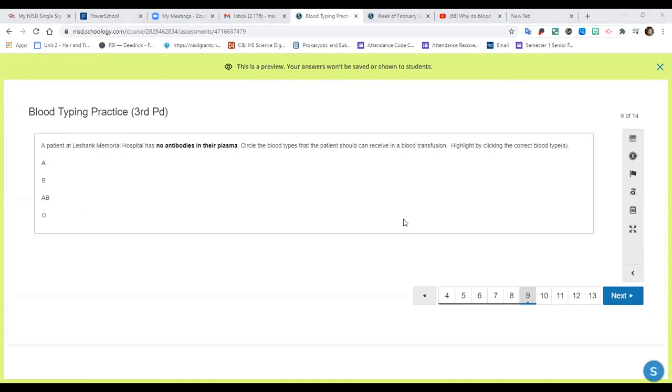A patient at Leshank Memorial Hospital has no antibodies in their plasma. No antibodies, by the way. So circle the blood types that the patient can receive in a blood transfusion. Highlight by clicking the correct blood types. So what is that? Again, no antibodies in their plasma.